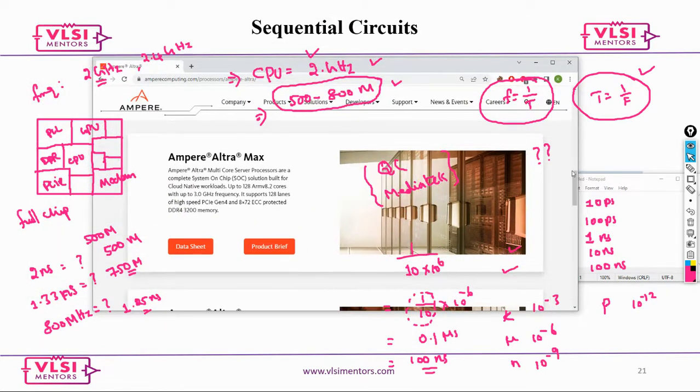Okay, simple thing. Now, this is one of the companies which is doing server chips. Now look at this. They are supporting 3 gig frequency. Now what is going to be the clock period? What is the clock period for 3 gig?